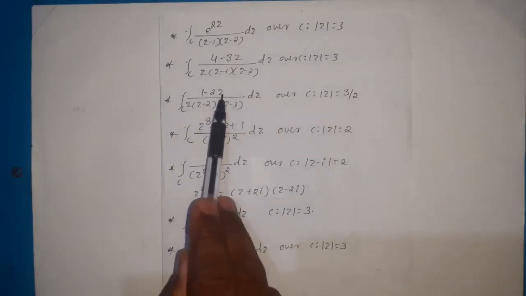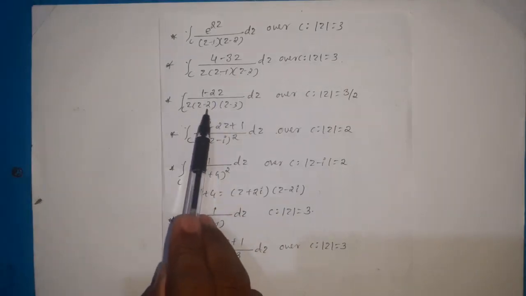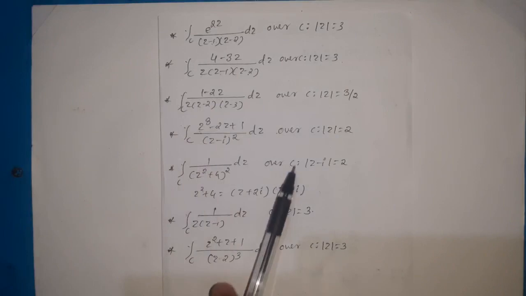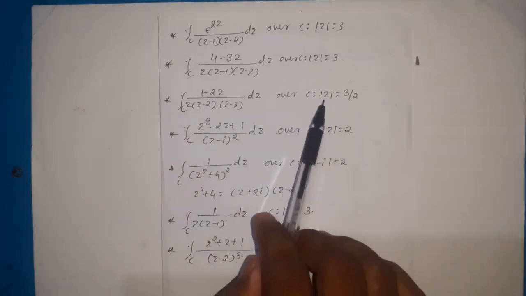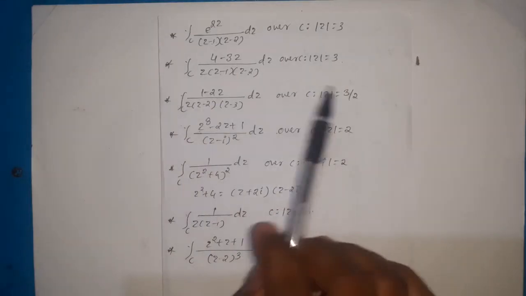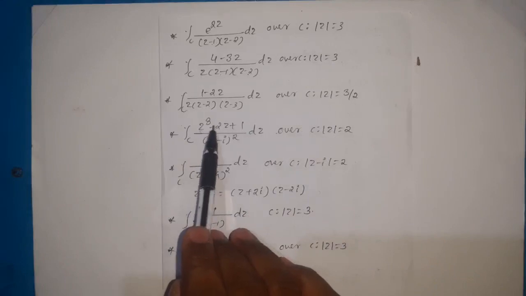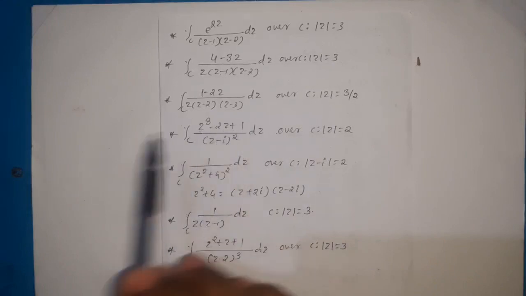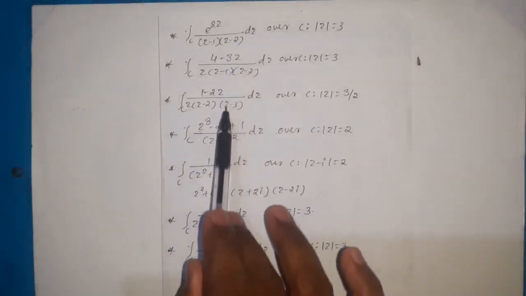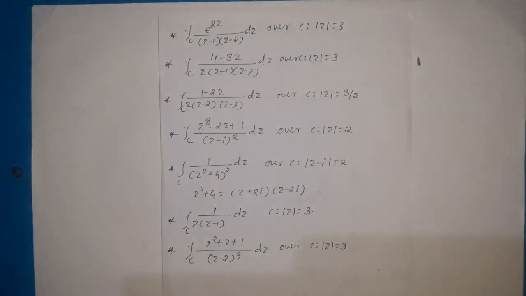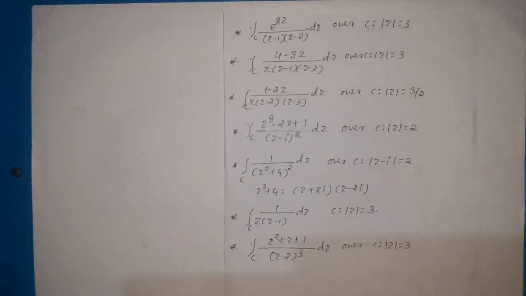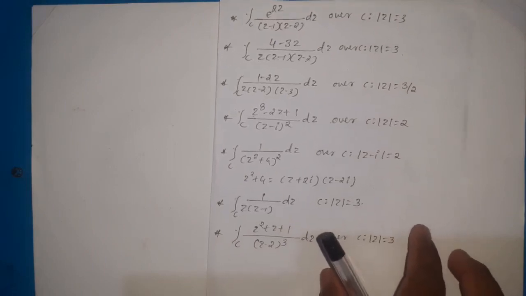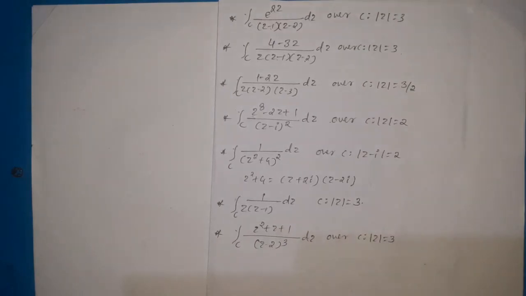Then 1 minus 2z divided by z(z minus 2)(z minus 3), and here the circle is mod z equal to 3 by 2. Then z cube minus 2z plus 1. So here for these 3 problems, use Cauchy's integral formula, because the power of each factor is 1. Whenever the power of the factor is 1, use Cauchy's integral formula.